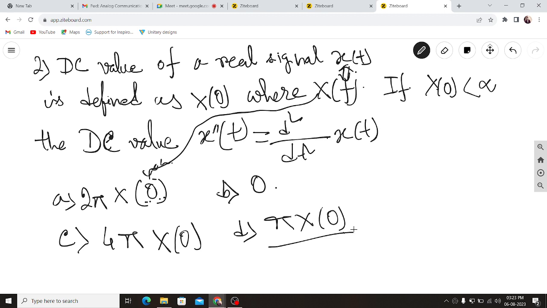So what could be the answer in this case? Anyone? Just type in the chat box, that will be fine. Okay, let me solve it.